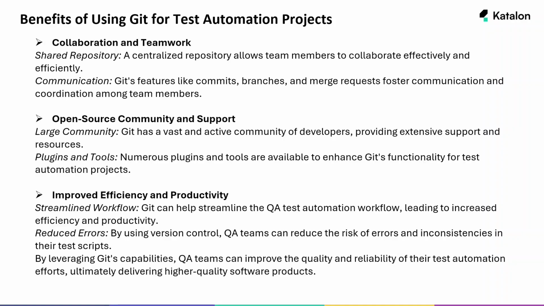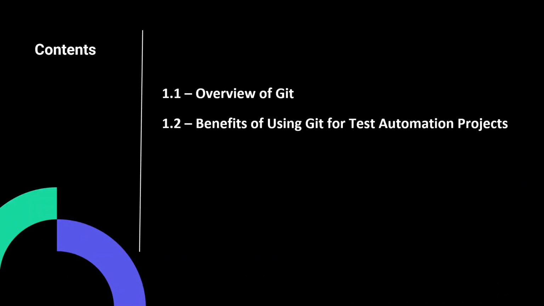Improved efficiency and productivity. Git can help streamline the QA test automation workflow, leading to increased efficiency and productivity. By leveraging all these capabilities of Git, the QA team can improve the quality and reliability of their test automation efforts, ultimately delivering high quality software products.